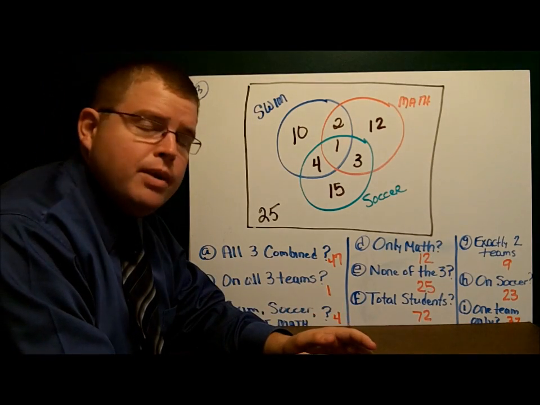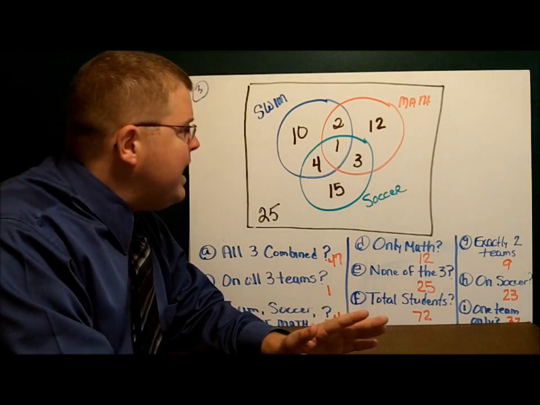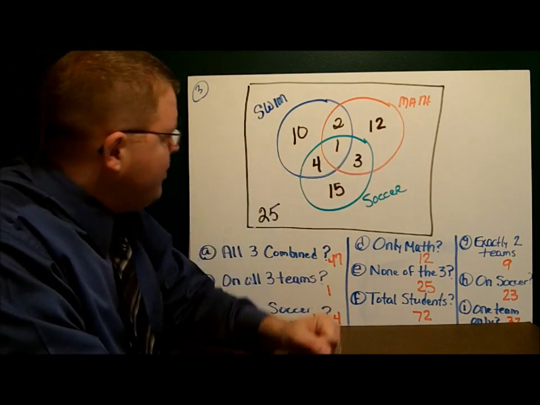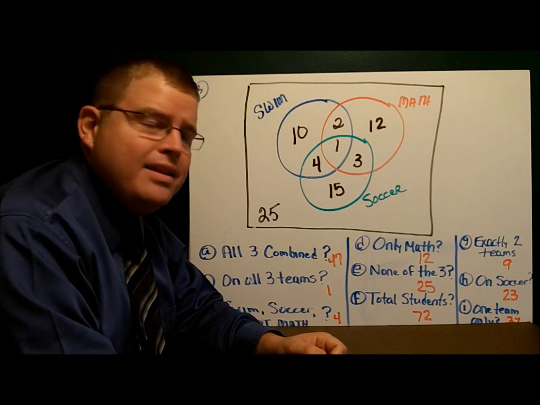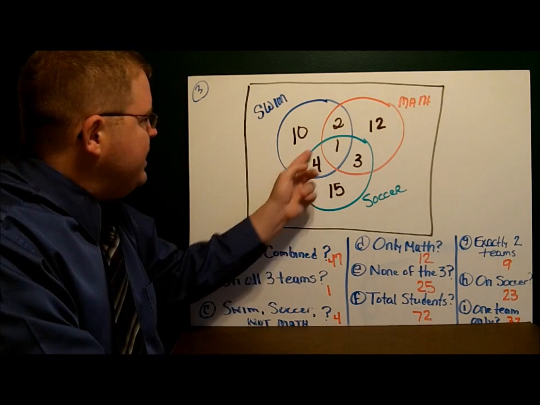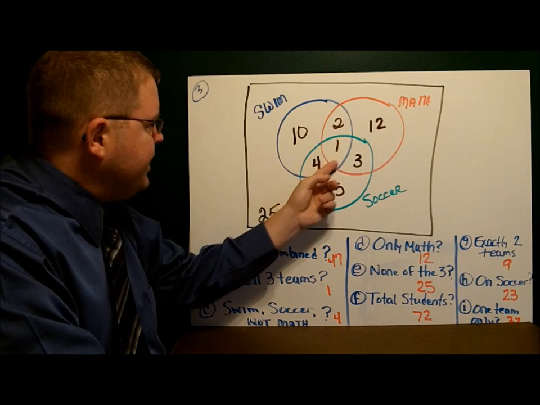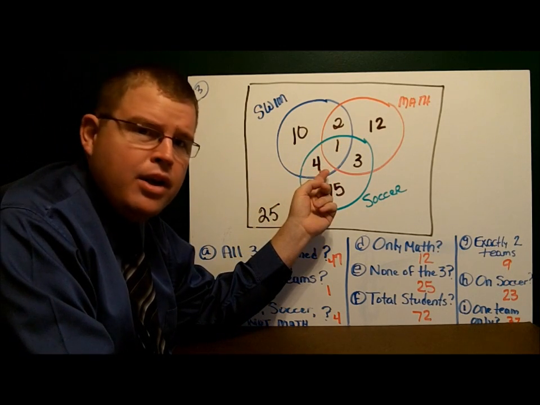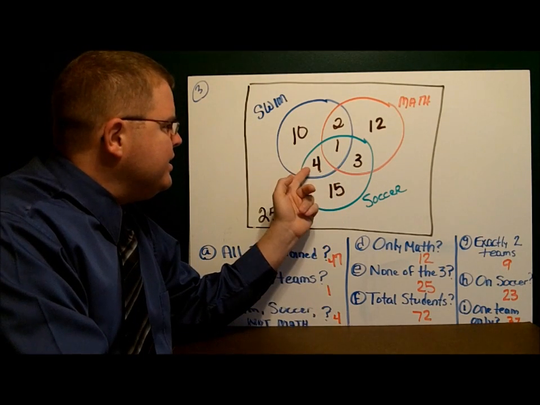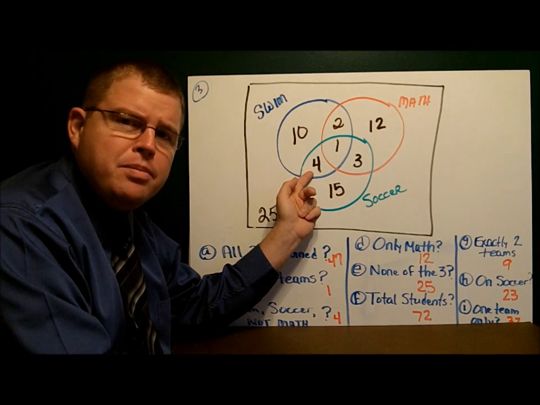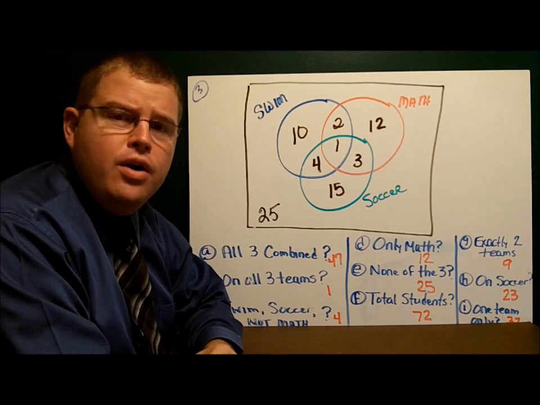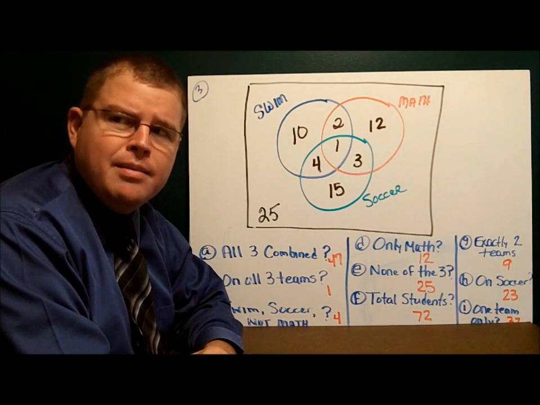How many people are on the swim team and the soccer team, but not the math team? Well, here's the swim team, here's the soccer team. But we don't want people who are on the math team. Well, swimming and soccer are these sections right here. This is a green circle and it's a blue circle. But we don't want the math people. The math people are the red. So we'll have to cut them out. This little section here is the only one that has people on the swim team and the soccer team both. And so there's a total of 4 who are on those 2 teams, but not the math team.